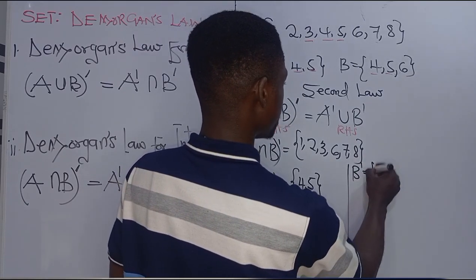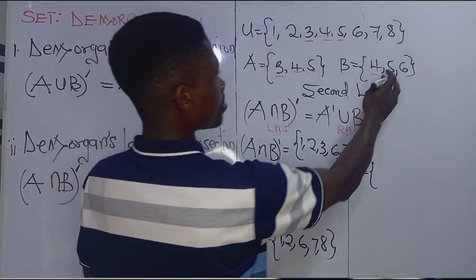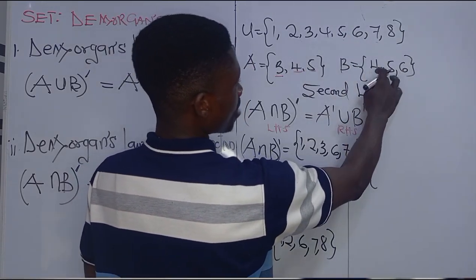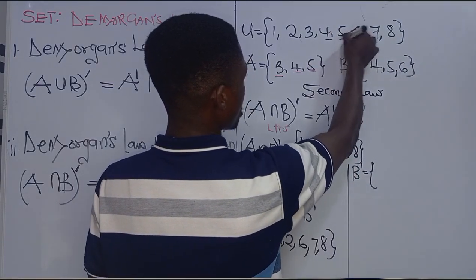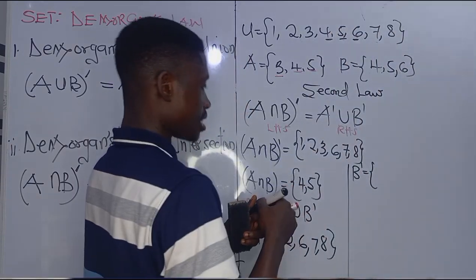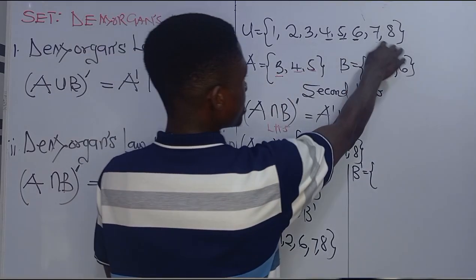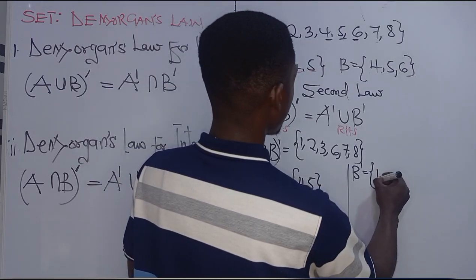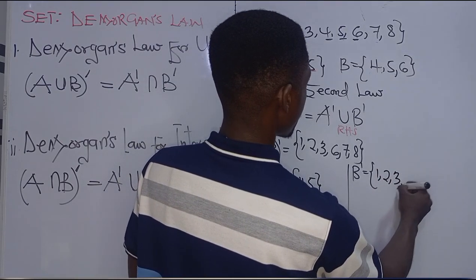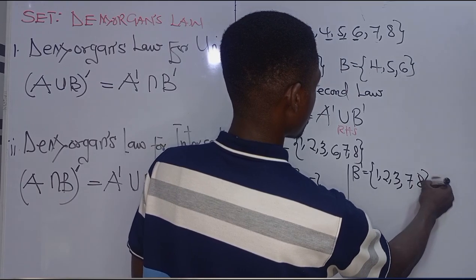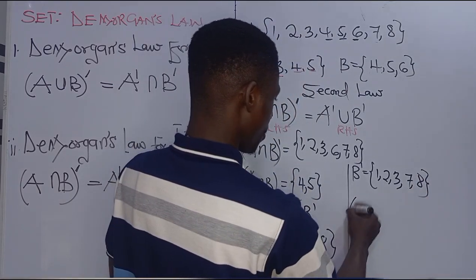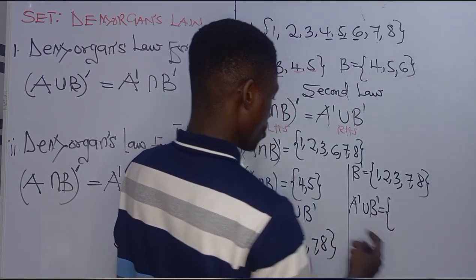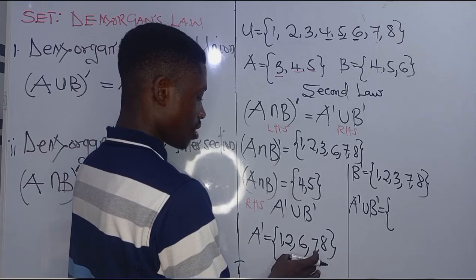Now let's look for B complement. So we are going to look for all those elements in the universal set that are not in set B. So we have 4, 5, 6. They are all in set B. So all those elements remain in the universal set becomes the complement of B. So we are going to have 1, 2, 3, 7, and then 8.